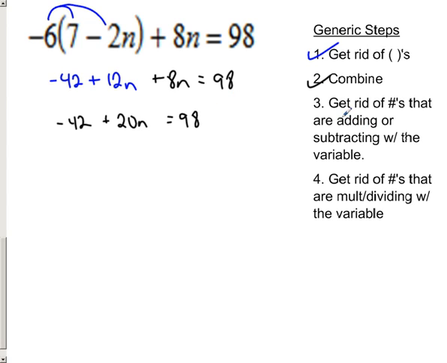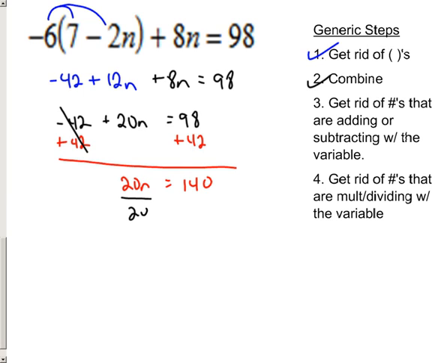Now, what happens after that is we need to get rid of the numbers that are being added or subtracted to the variable. This 20 right here is absolutely multiplying the n. This negative 42 is being added to this one. So look in front of the 42, and since it's negative 42, we make it a positive. And that cancels out. We can drop the 20n in. And let's see, 140. And then that lets us divide both sides by 20. And n would equal 7.